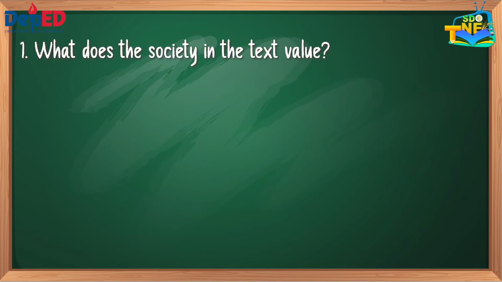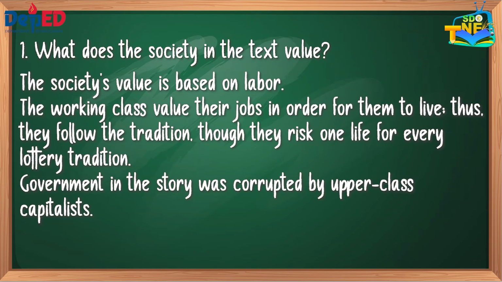In order for you to analyze the text using Marxist theory, try to answer these questions. What does the society in the text value? The society's value is based on labor. The working class value their jobs in order for them to live. Thus, they follow the tradition, though they risk one life for every lottery tradition. Government in the story was corrupted by upper-class capitalists.